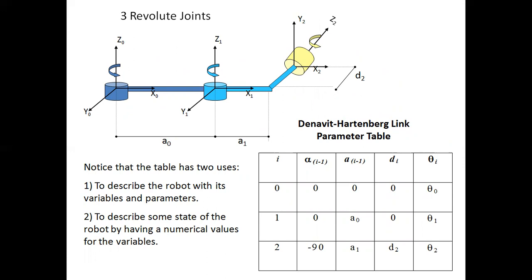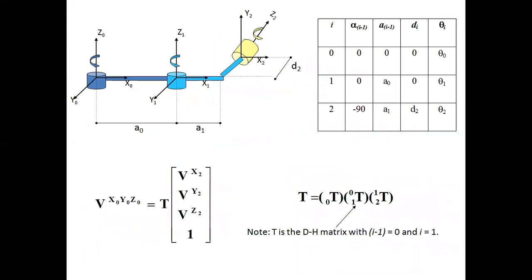Similarly, we can describe some state of the robot by having numerical values for the variables. For the DH table, we have i, alpha of i minus 1, a of i minus 1, d i, and theta i: 0, 0, 0, theta naught; then 0, A naught, 0, theta 1; then the angle will be minus 90, A1, B1, and theta 2. Similarly, the next one will have the DH matrix with i minus 1 equal to 0 and i equal to 1. So we'll be using the notation of P of x naught, y naught, z naught, where t is equivalent to x2, y2, z2, 1.